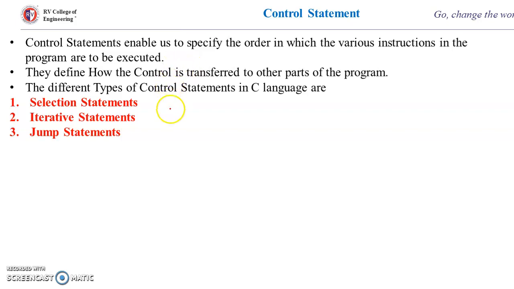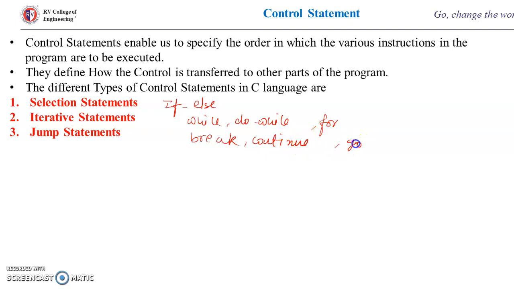So in selection statement we have if else, and I'll discuss if else, nested if else, and if else ladder. And the second category we have while statement, do while, and for loop. And then the third category we have break, continue, and goto. So the first category is selection statement.